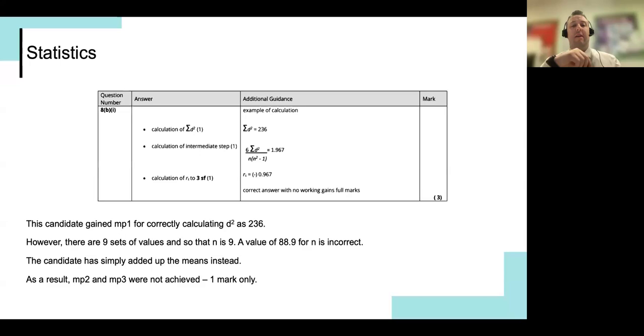So you can see here that the first mark is for working the sum of d squared, 236. The second mark is the intermediate step, which you can see is looking at the sample size and working out the bottom half of that calculation, which comes up as 1.967. And then the third part relates to the emboldened part, which is that it should be to three significant figures.